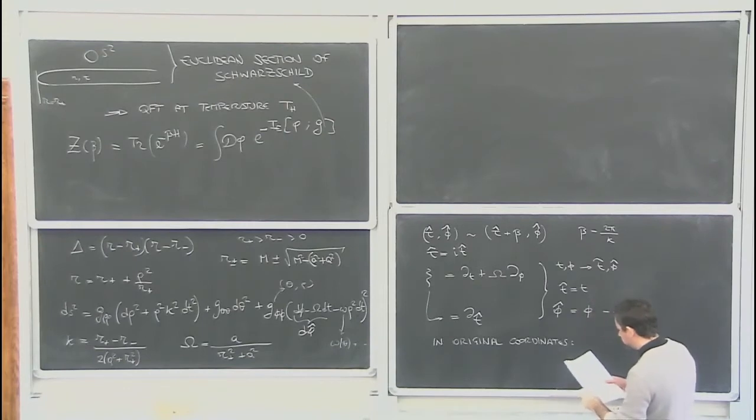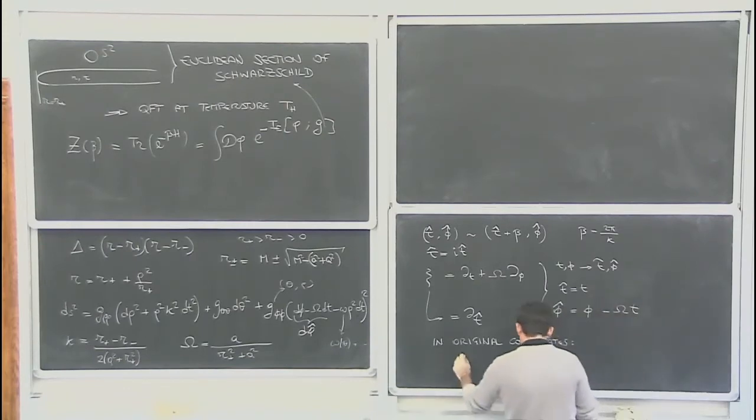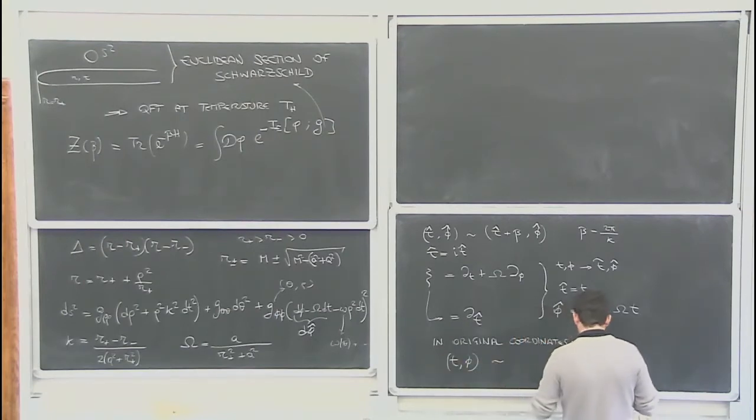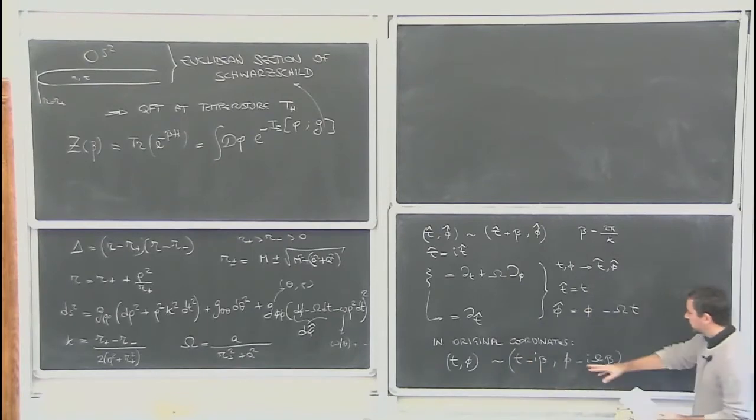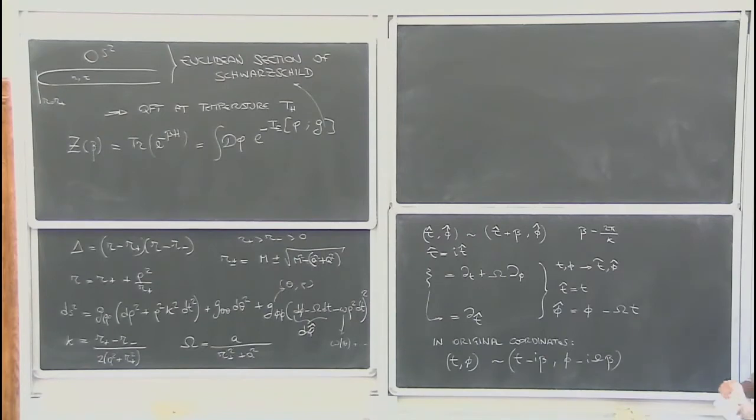So in the original coordinates, the identification should be (t, phi) identified with (t minus i beta, phi minus i omega beta). I think already here I have some different relative signs with respect to the previous case. There must be something wrong. If you find it out with some degree of confidence, let me know. I'll also go through it once again. Anyways, this should be the right thing.